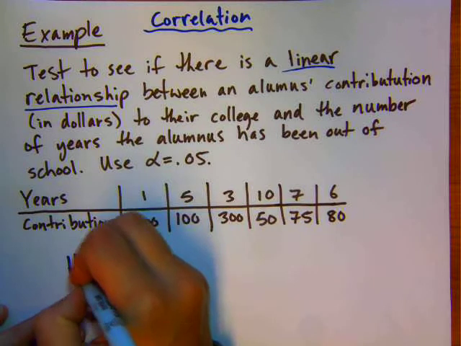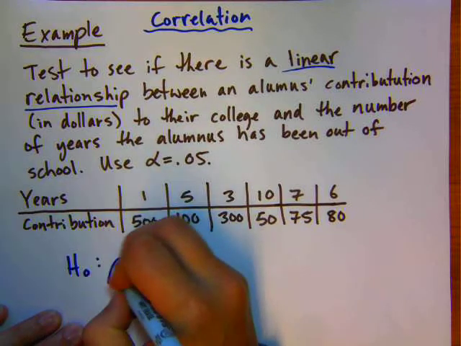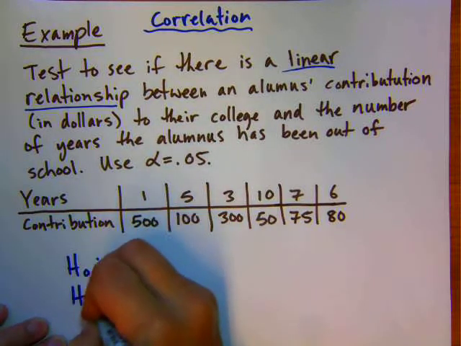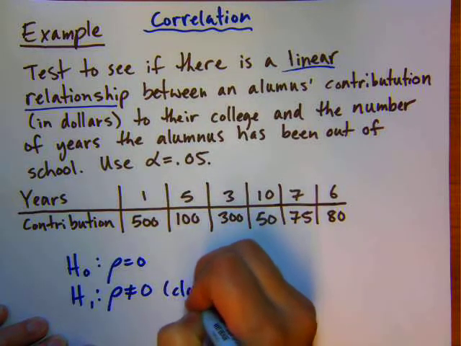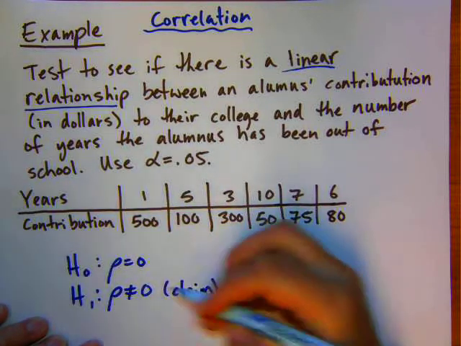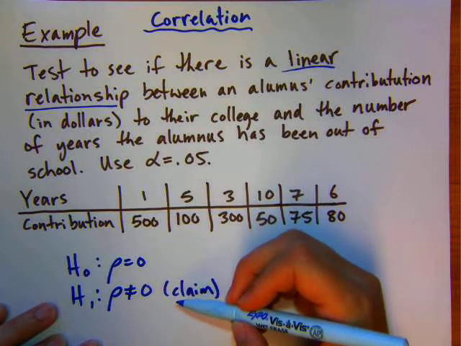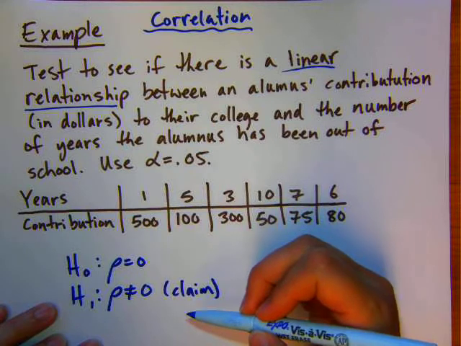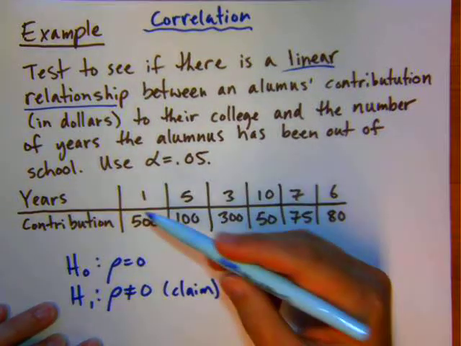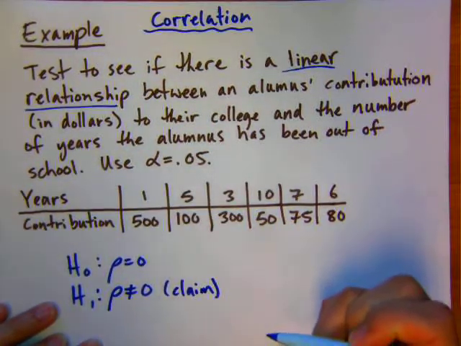We're going to set up our hypothesis statements that rho equals 0, and the alternative is that rho does not equal 0. And our claim is in the alternative hypothesis. If the correlation is not equal 0, that means it's going to be close to -1 or close to +1, meaning that there is a significant relationship between years and contribution amount.